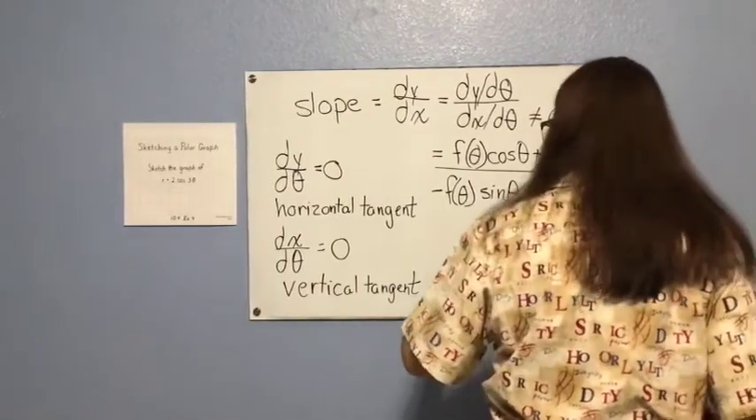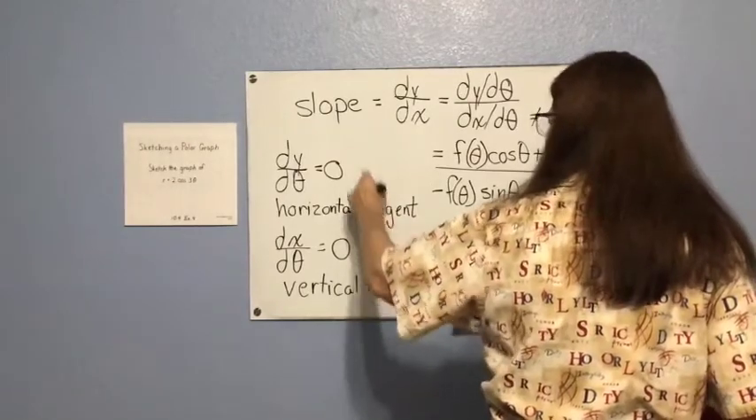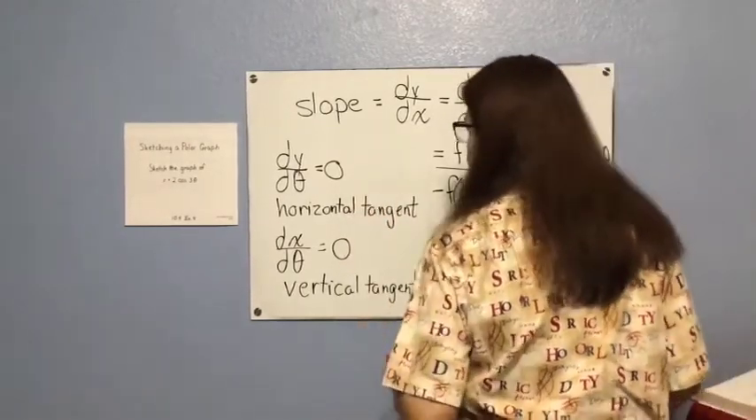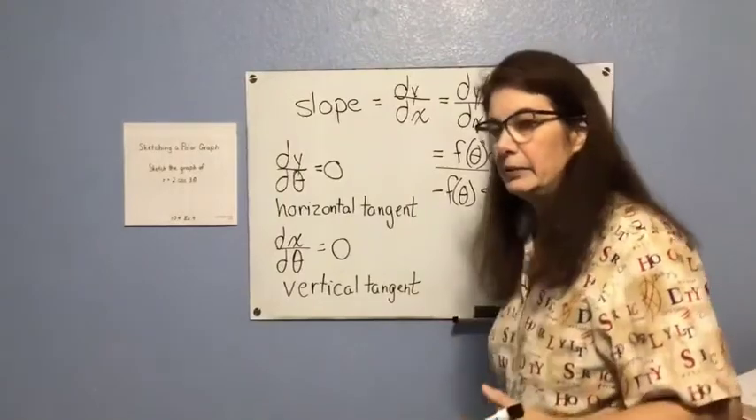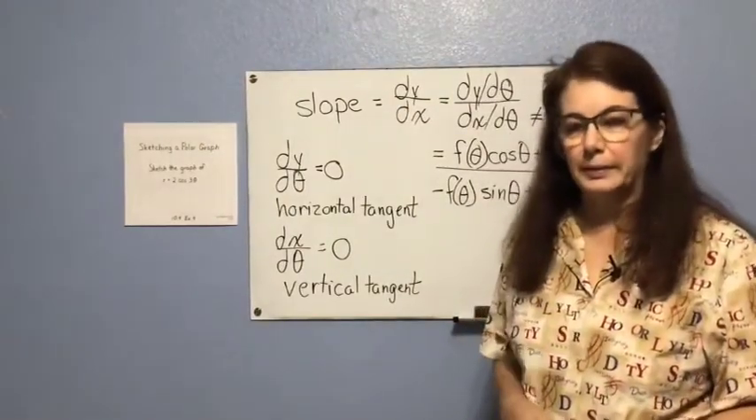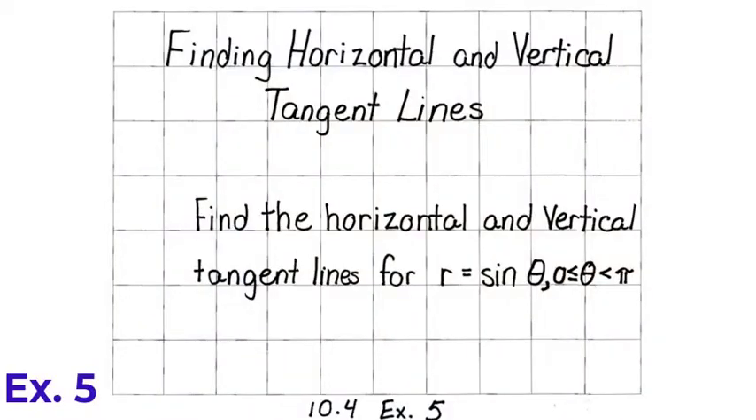Okay, if we end up with both of these true at the same time, that's inconclusive. We don't know exactly what we've got there. So let's find some tangent lines.